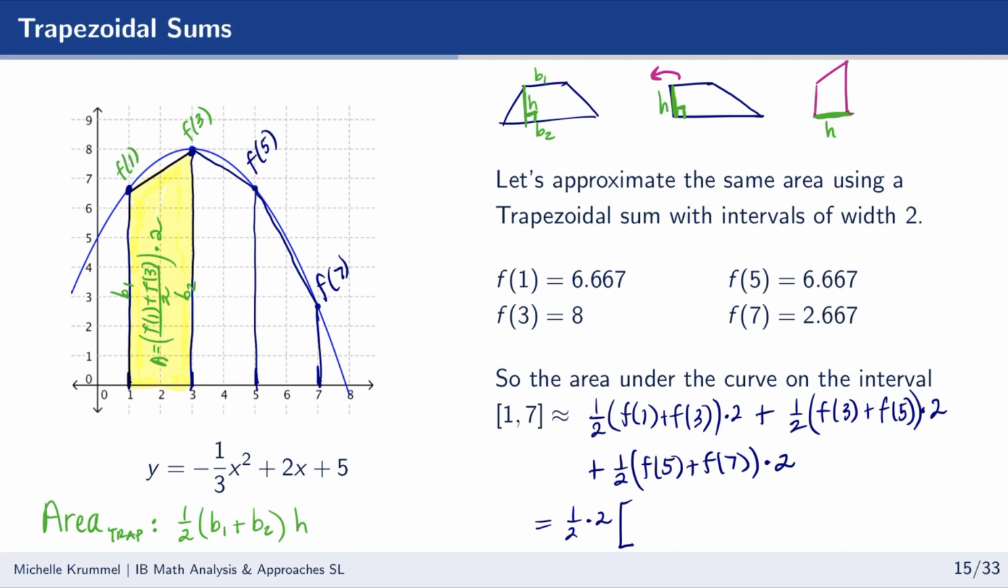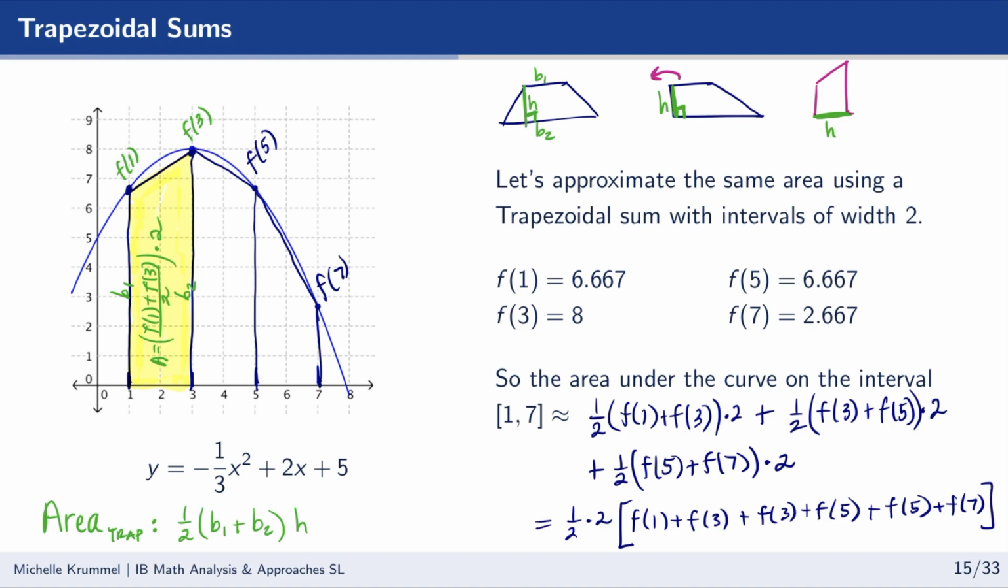So then all we would have left, and I'm going to write it out this time, is f of 1 plus f of 3 plus f of 3 plus f of 5 plus f of 5 plus f of 7. So we've got some repeats in there, right?